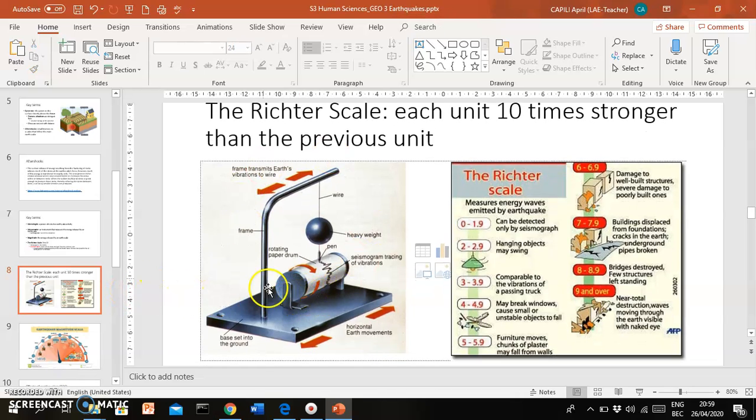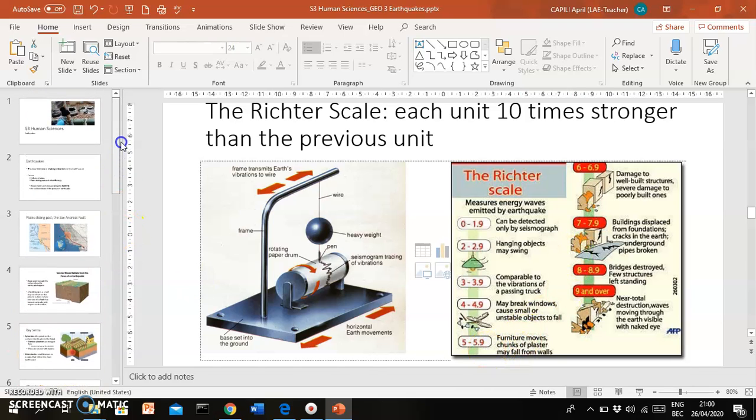Practically speaking, this is a Richter scale. Okay? This is a seismograph. Okay? This measures the power, the magnitude of an earthquake. And here you have a description of the Richter scale. So what happens? If an earthquake has a magnitude of between 0 and about 2, that's an earthquake that you would barely feel. You wouldn't even notice it. And many earthquakes have this magnitude.